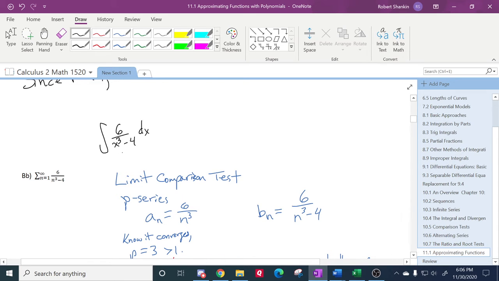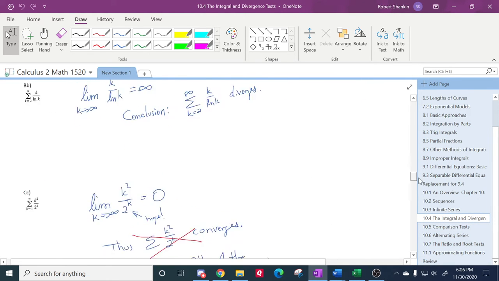Minus 4 dx from 1 to infinity. That would be the integral that you'd have to evaluate. So you take exactly that expression, you just substitute x's in for that. And then let's look at the integral test.